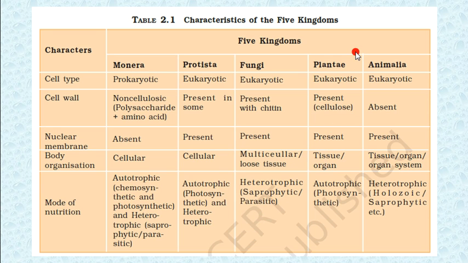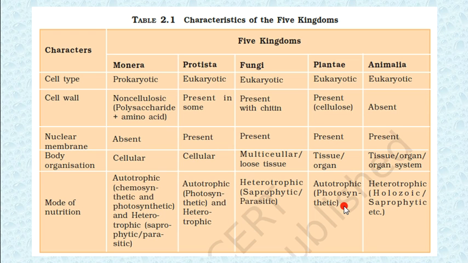In today's video, we will see an overview of the Plantae kingdom and the Animalia kingdom. In Plantae, the cell type is eukaryotic. Cell wall is present and made up of cellulose, a complex sugar. Nuclear membrane is present because of eukaryotic, and body organization is tissue or organ. Cells combine and make tissue, and tissues combine and make organs. In plants there are tissues and organs, and mode of nutrition is autotrophic.